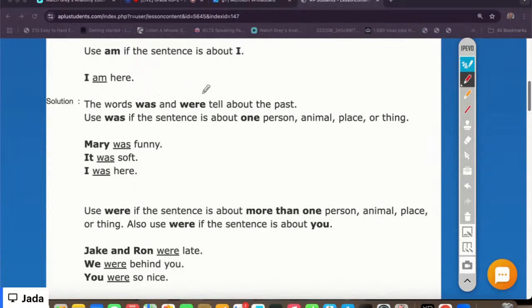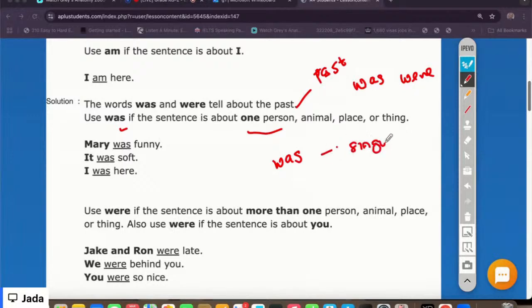So the word was and were tell about the past. So whenever you have was or you have were, it tells you about the past, something that has already happened. So use was if the sentence is about one person. So one person you use was, so that's like singular. So for singular you would use was. Mary was funny. It was soft. I was here. So use was for singular. Okay?